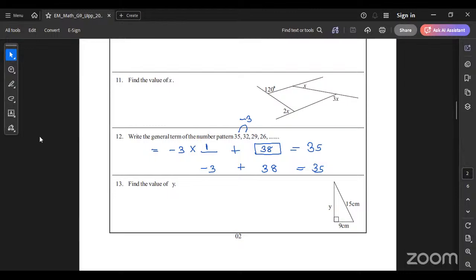So my advice for you: this is -3, this is a place value, this is a position, right? If you want the second term, you can apply it. This is now the second. If you want to find the fifth one, you can put 5 here, right? And this is Tn. Then I can write -3 times n plus 38. What is the general term? -3n plus 38. Understood?